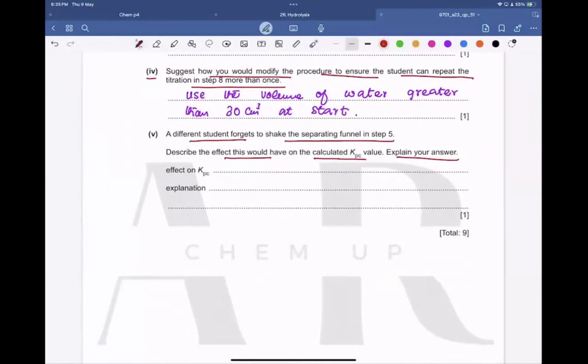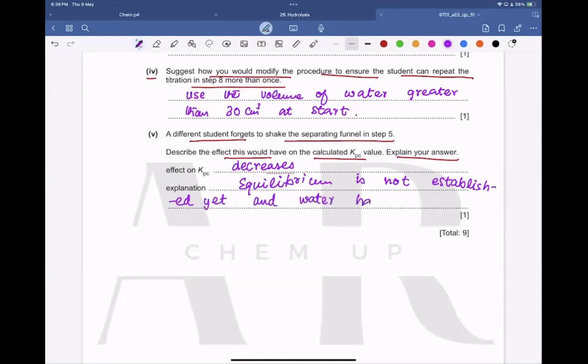So, effect on KPC? It decreases as equilibrium is not established yet, and water has more butanoic acid in it. Is this clear to all of you?